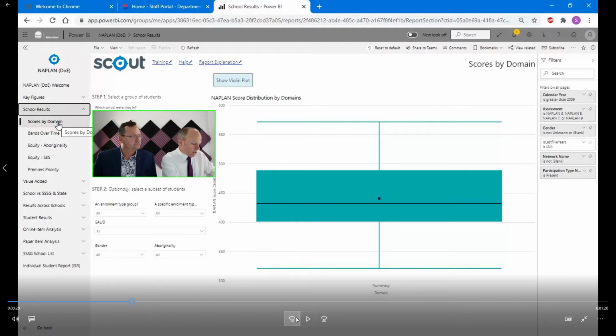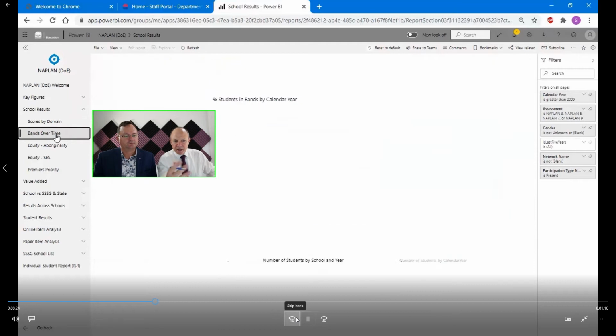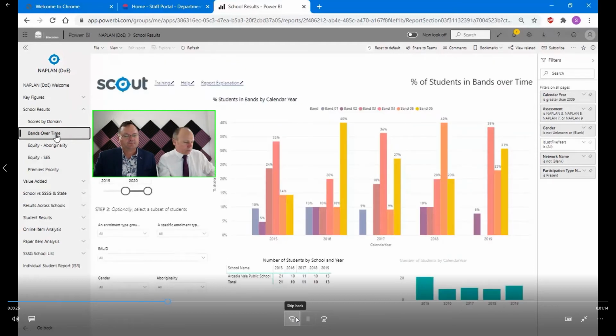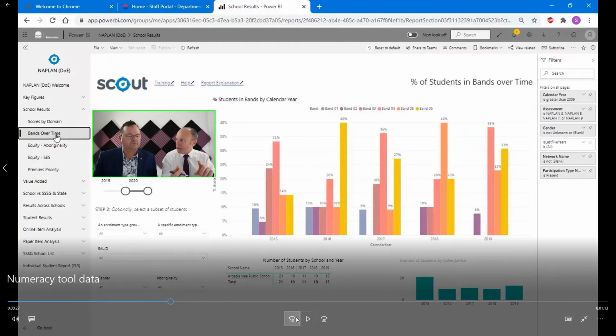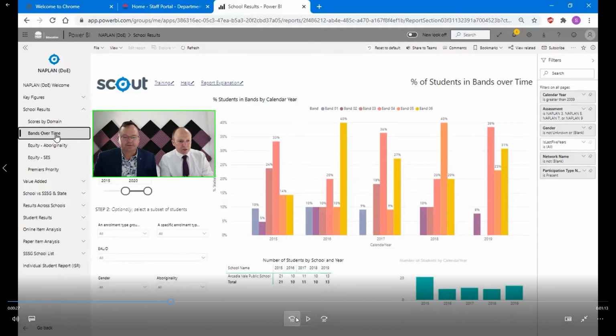Excellent. All right, so let's move along from there. So that gives you a really broad brush understanding. Now you can also filter by Aboriginal students, all students, boys, girls, or even year 3, year 5, year 7, or year 9 in the secondary.